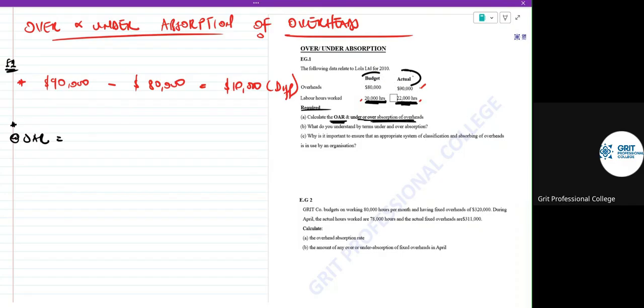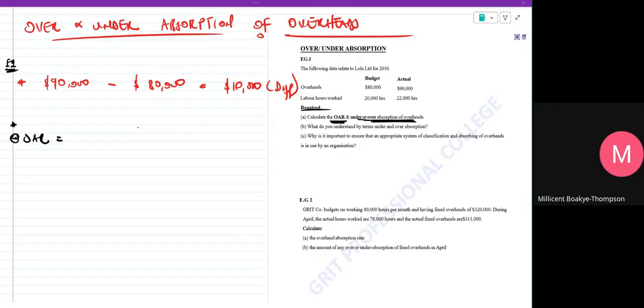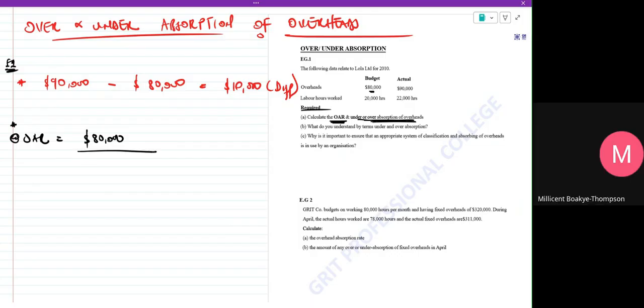So the OER, someone should help me. What will the OER be? We are building up on all that we have done earlier. So please help me. What would it be? Yeah, Millicent. Right. What would it be? That please is $80,000. $80,000, right? Over the 20,000 hours. Okay.